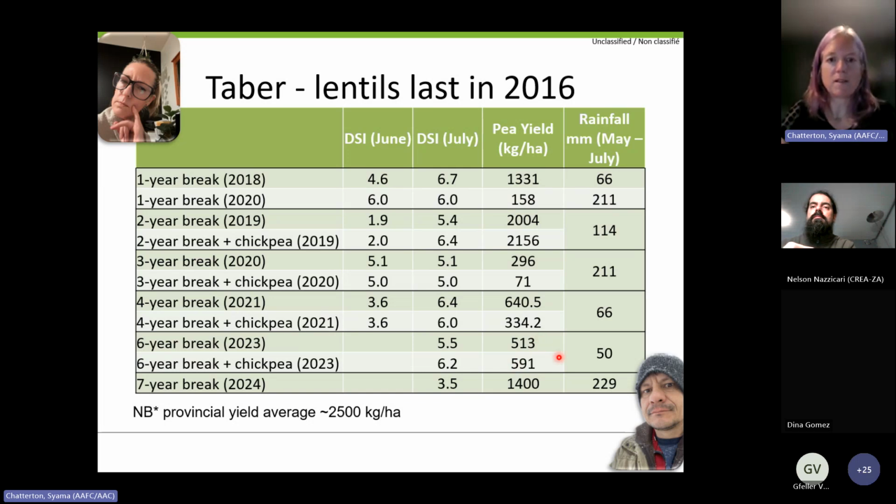That was actually because it was too dry. And then in 2024, we're starting to see a little bit of recovery in yields with that reduction in disease severity. But keep in mind that our provincial yield average is about 2,500 kilograms per hectare. And so we're sitting well below that in this infested field.